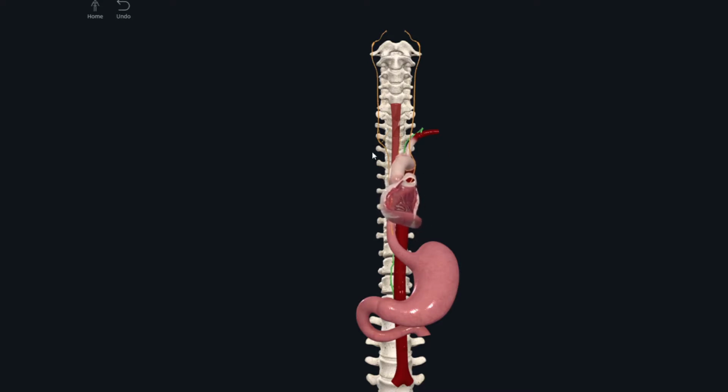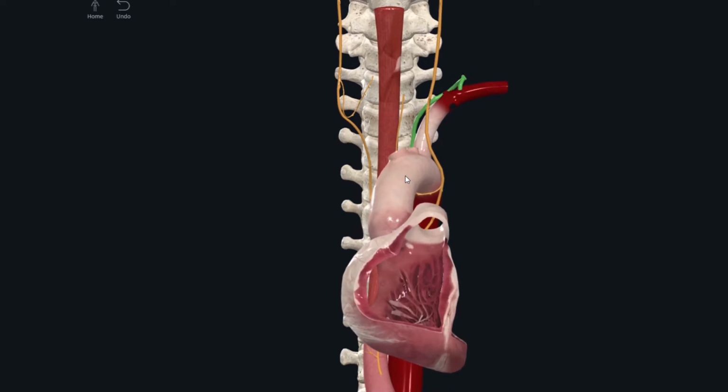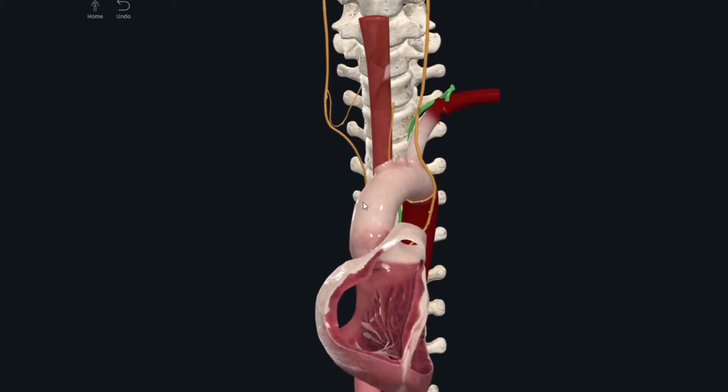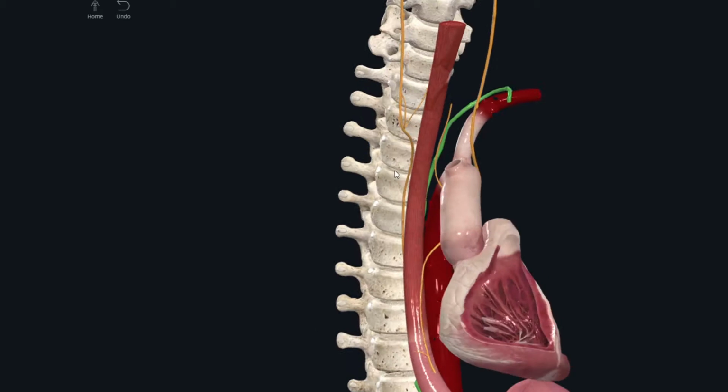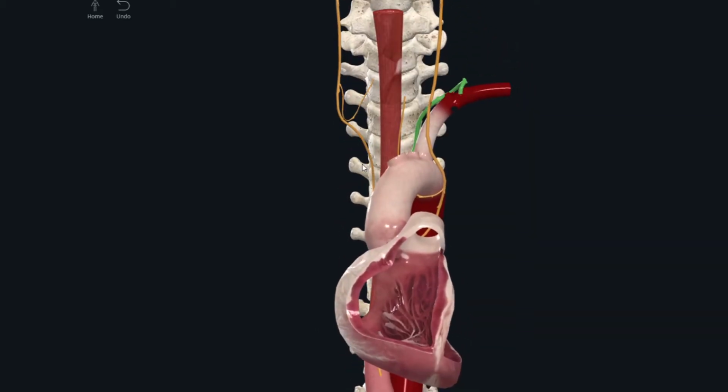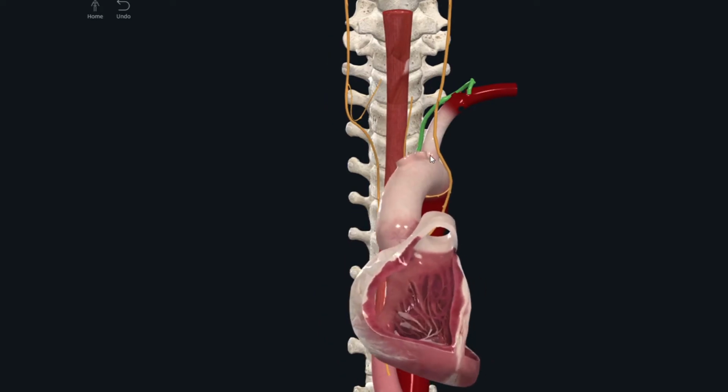So the first thing that we can see here is the heart. And the great vessels, of course, come off of the heart. So the first relation we can observe is the aortic arch. The aortic arch is in close relation with the lateral portion of the esophagus, and then, especially, the cervical esophagus. And then going towards the lateral side more, we can see the subclavian artery, the left subclavian artery. And then we have the thoracic duct too.